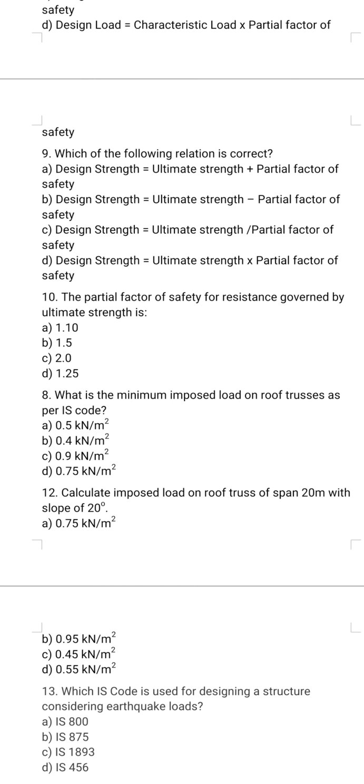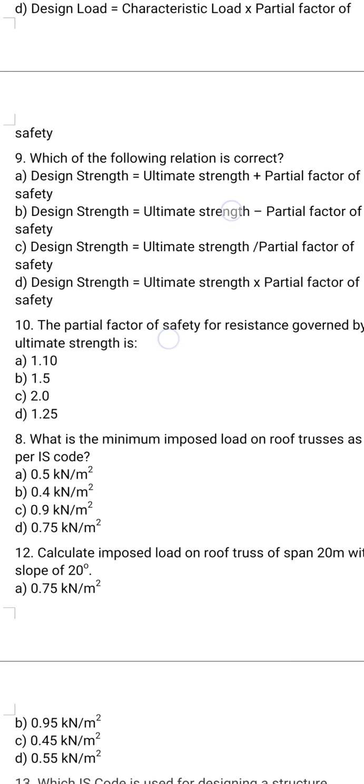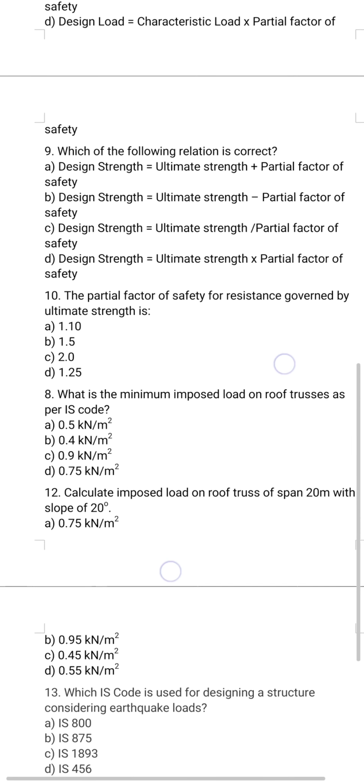Read out the answer. Design strength equals ultimate strength plus partial factor of safety. Like that, your proper answer out of these 4 is: design strength equals ultimate strength divided by partial factor of safety. The partial factor of safety accounts for the possibility of unfavorable deviation of material strength from characteristic value, variation of member sizes, reduction in member strength due to fabrication and tolerances, and uncertainty in calculation of strength of members.